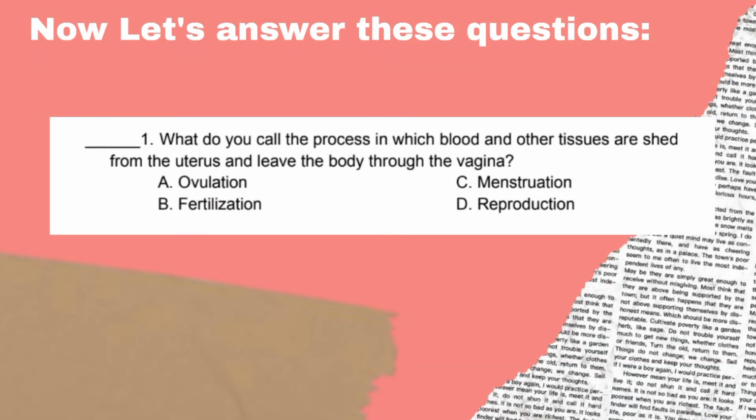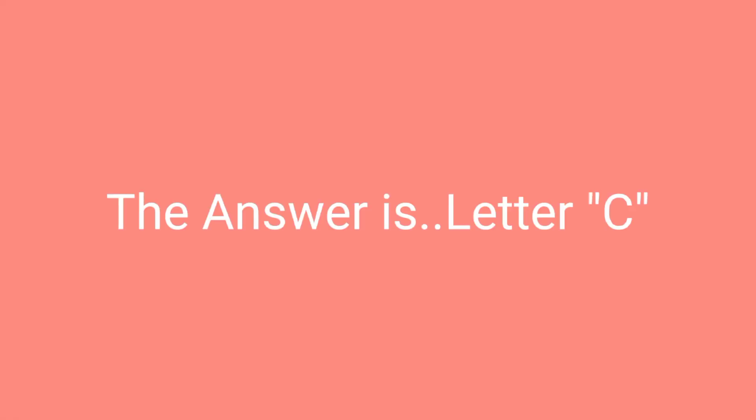What do you call the process in which blood and other tissues are shed from the uterus and leave the body through the vagina? A. Ovulation. B. Fertilization. C. Menstruation. D. Production. The answer is letter C.